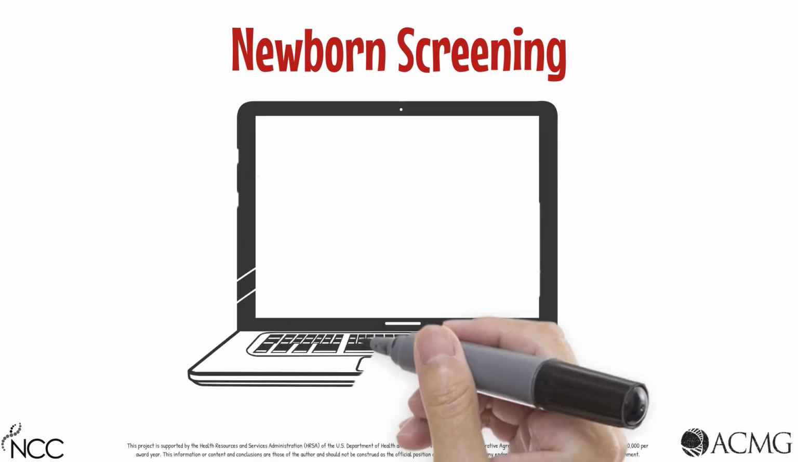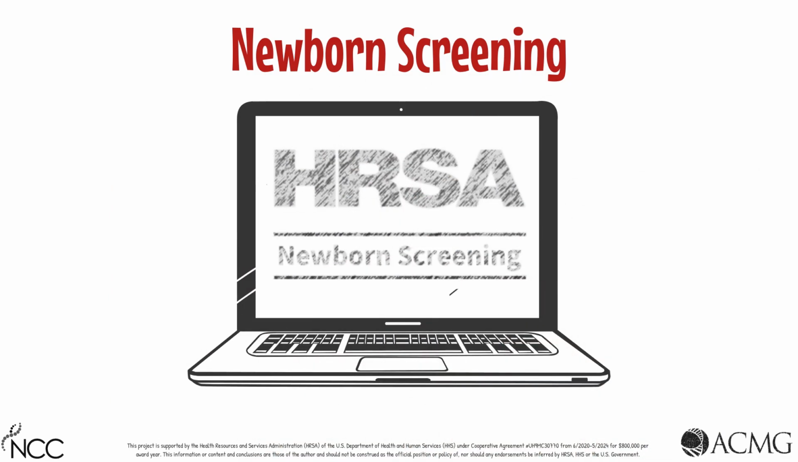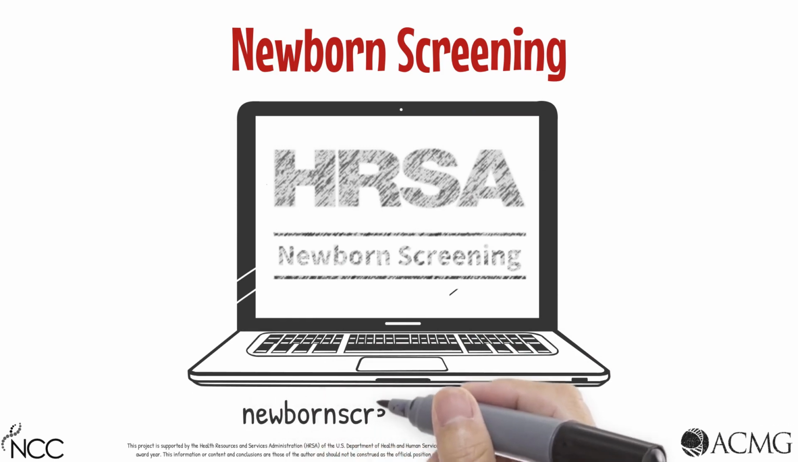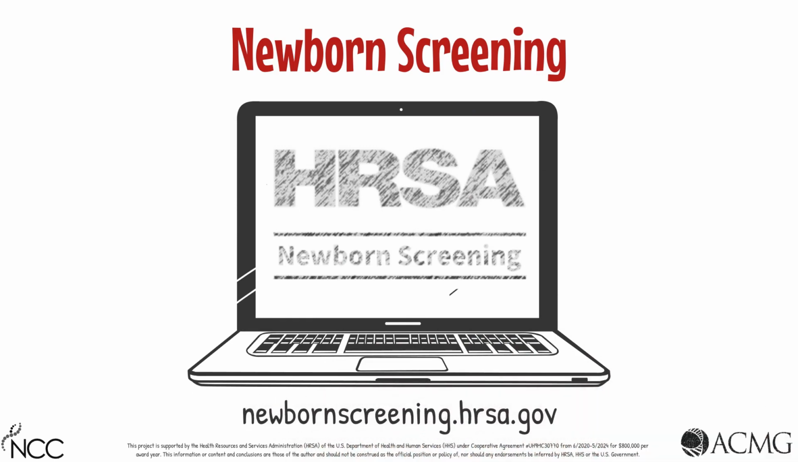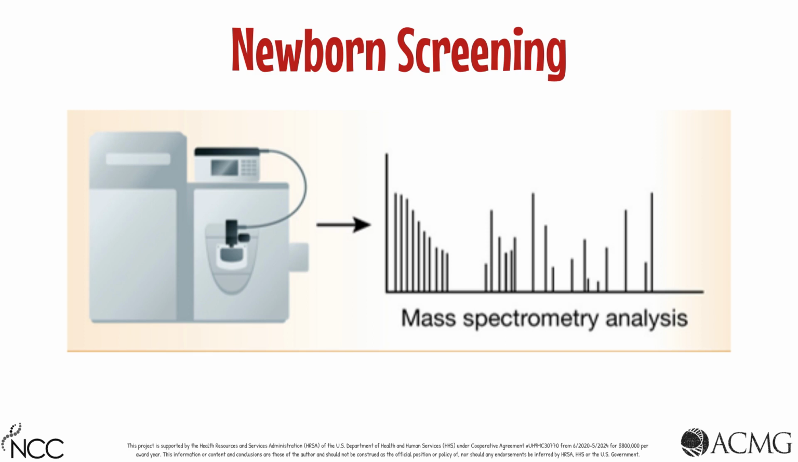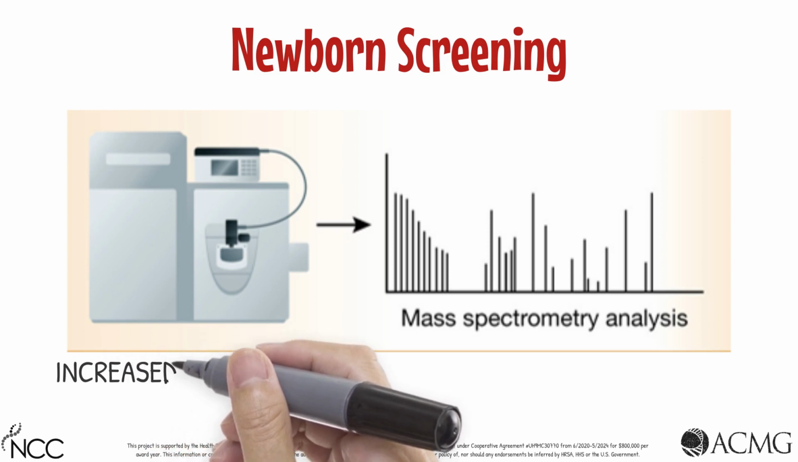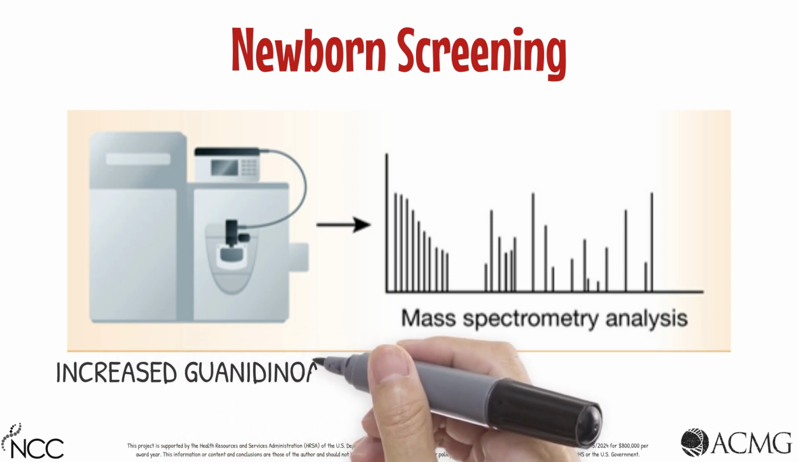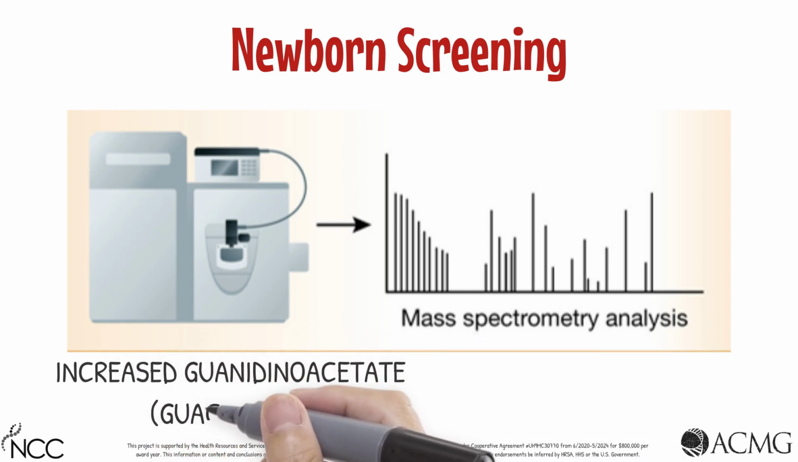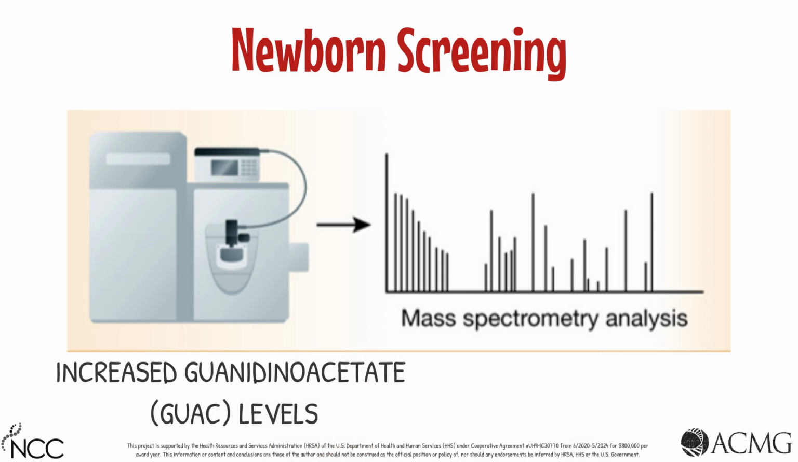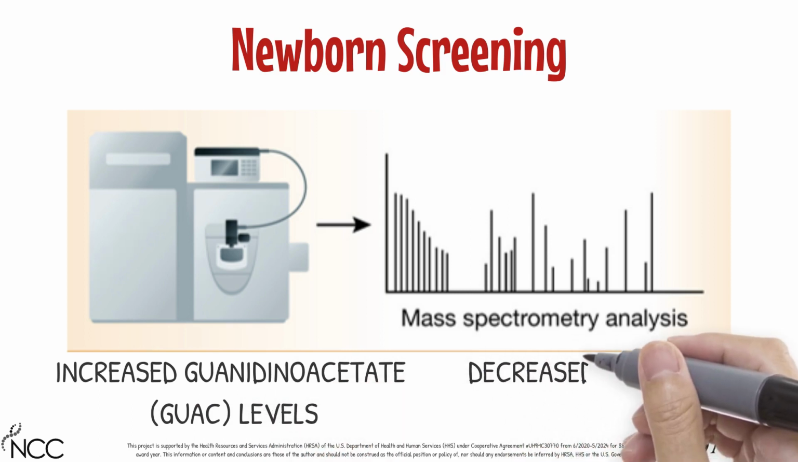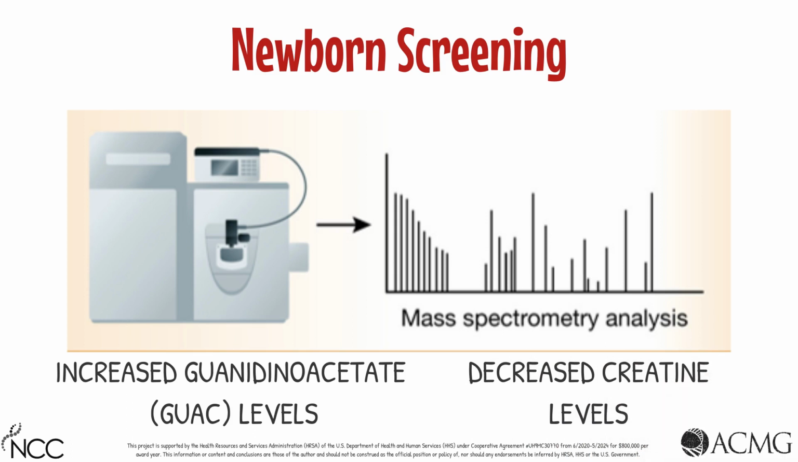A good resource for checking a state's newborn screening panel is the newbornscreening.hrsa.gov website. In the states that do screen for GAMT deficiency, testing is mostly accomplished by examining levels of guanidinoacetate, which is increased, and levels of creatine, which is decreased in individuals with GAMT deficiency.